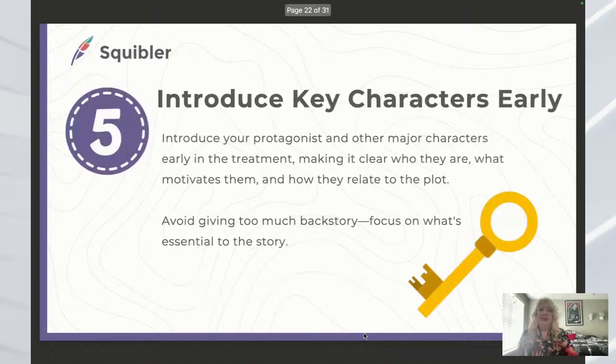You also want to introduce key characters early. That's the importance of the log line. You want to talk about them and make clear who they are, what motivates them, and how they relate to the plot.